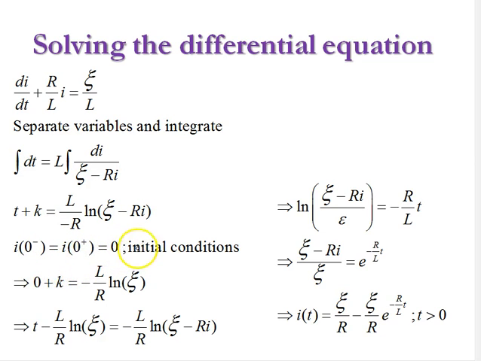Our initial condition was that the current was 0, so we plug in at t equal to 0 that I is equal to 0, and find the constant of integration. And we plug our constant of integration back into this equation, and then we solve. So the natural log of E minus Ri over E, that's the same E, it looks different, is equal to negative R over L times t, and then we can solve for our current I, and that's true at t greater than or equal to 0.